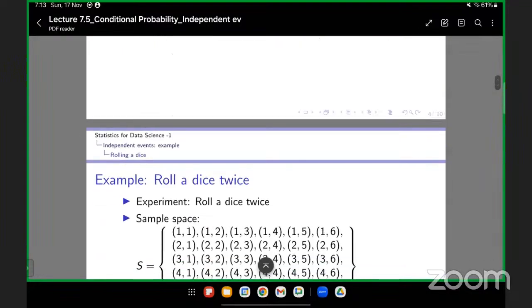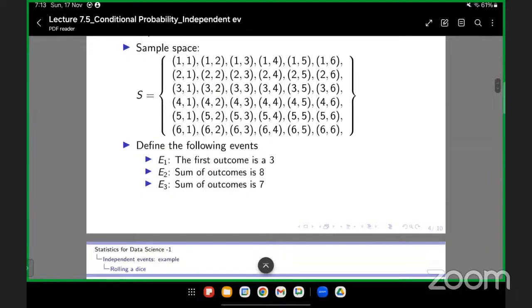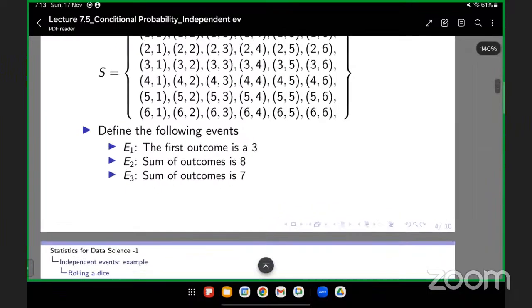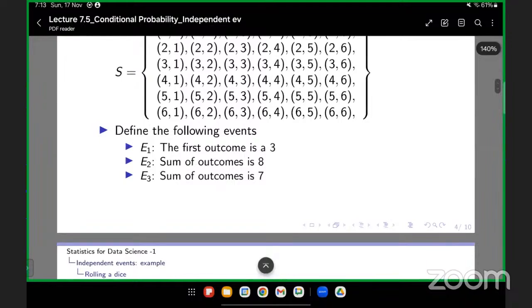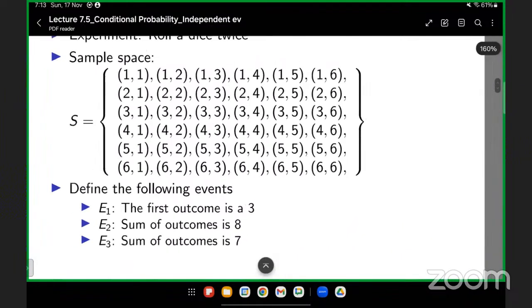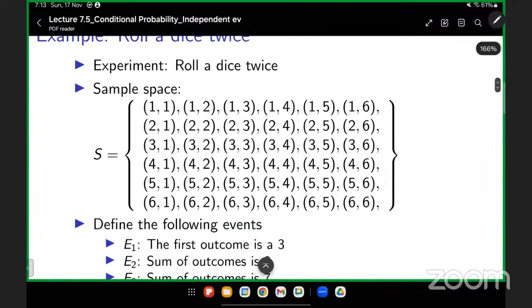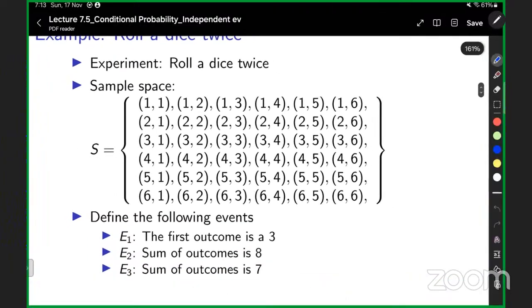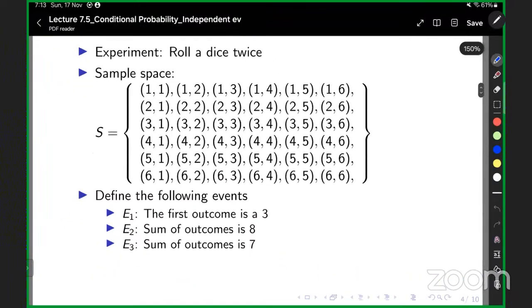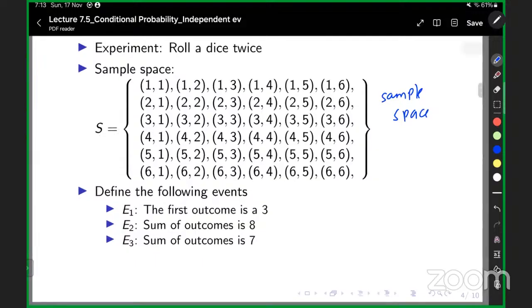Okay, so this is a rolling a dice question which we can do. From this, you might get an idea of what independent and dependent events are. So we roll a dice twice, right? We are going to roll them twice and write their outcomes. So this is the sample space, right? You have to write all the elements of that.